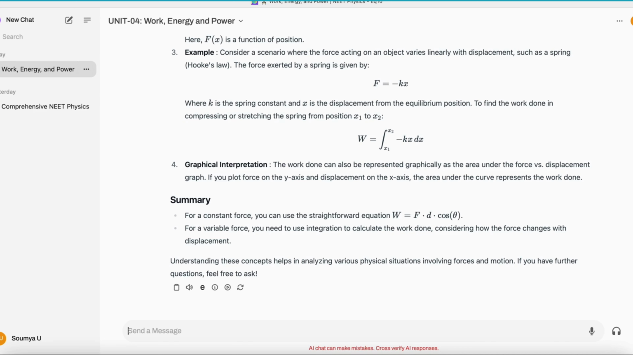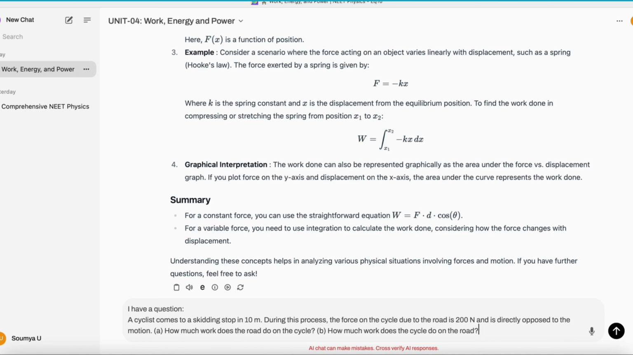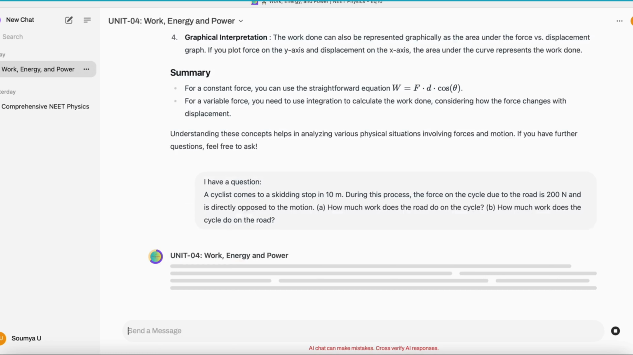If you have further questions, feel free to ask. I have a question. A cyclist comes to a skidding stop in 10 meters. During this process, the force on the cycle due to the road is 200 N and is directly opposed to the motion. A. How much work does the road do on the cycle? B. How much work does the cycle do on the road?